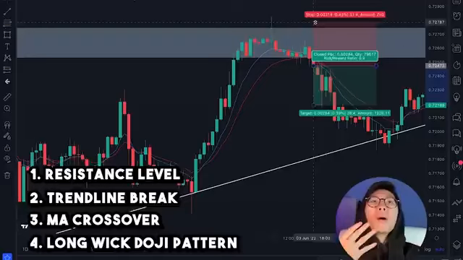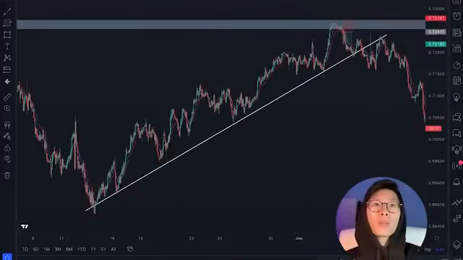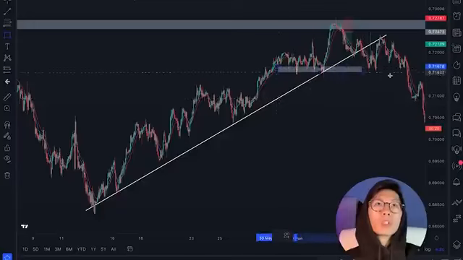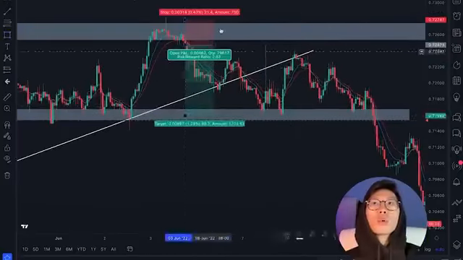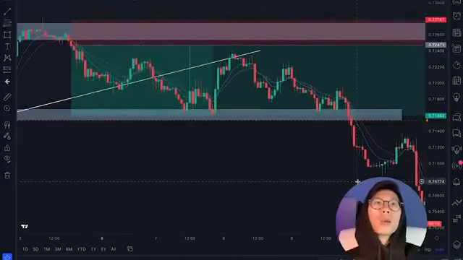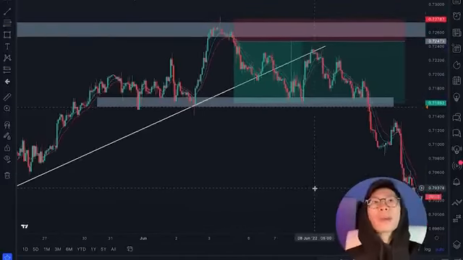Stop loss is placed above this resistance area, and then a take profit can be placed at the next support area, which can be right down here. And as you can see, this was a beautiful trade, guys. It played out just like what we expected it to play out.